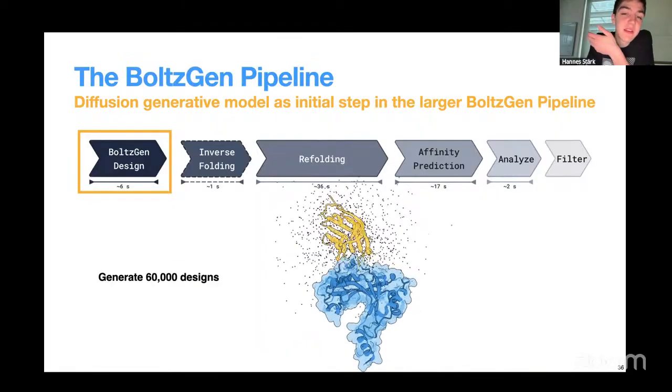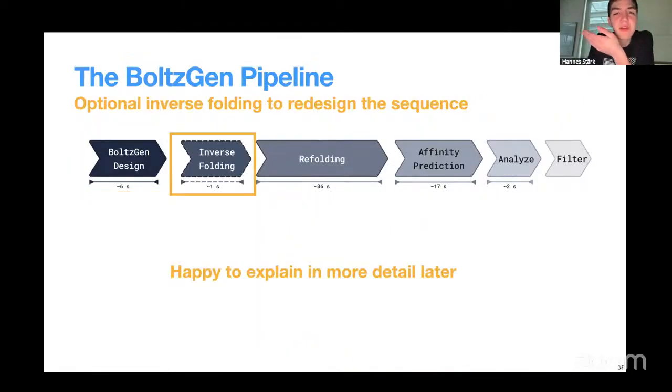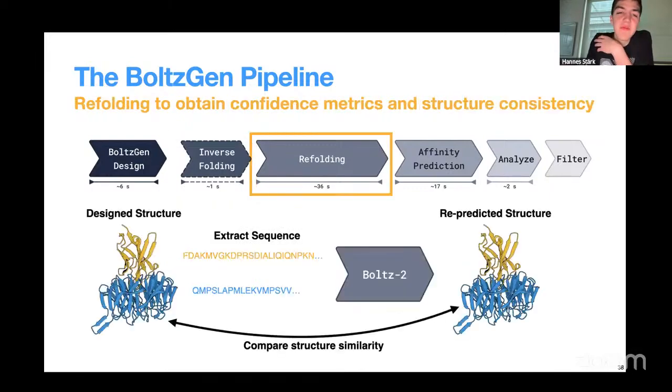And then you optionally inverse fold them. If some of you know inverse folding models, this is just our version of soluble MPNN. But if you don't, you can just see it as we refine, or redo, the sequence of the designed binder while keeping the structure. And then we refold it, where we extract the sequence from our designed structure.